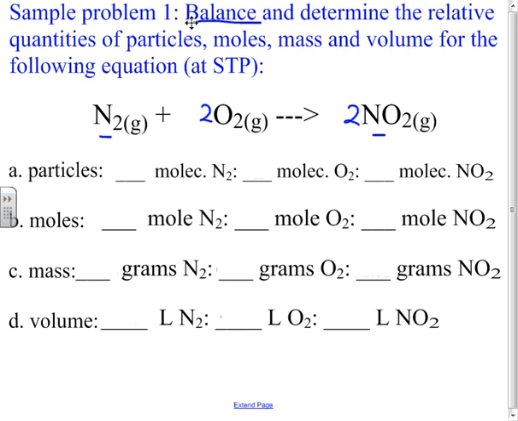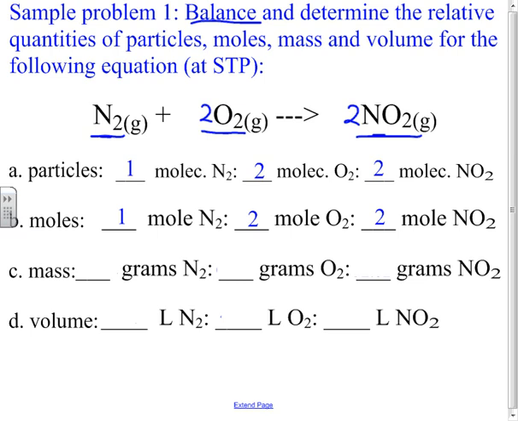And so again, the four quantities of stoichiometry are particles, moles, mass, and volume. From this reaction, we can see there's one nitrogen for every two oxygens and two nitrogen dioxides. So that gives us a ratio of particles. It's a 1 to 2 to 2 ratio. Moles are the same ratio. We can think of these particles as moles. And so there's 1 mole of nitrogen for every 2 moles of oxygen, for every 2 moles of nitrogen dioxide.